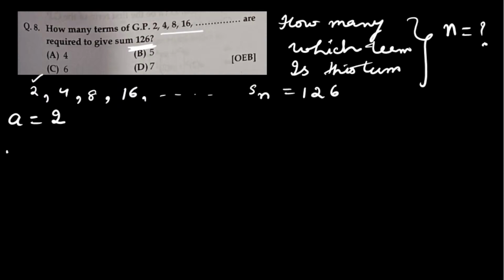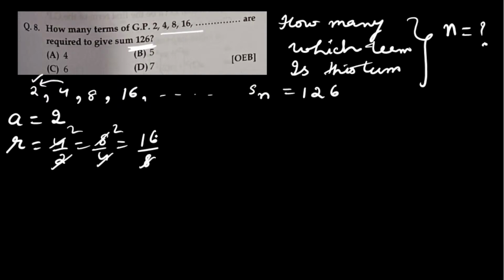Then we can get the value of R also. Any two terms you can divide, but in this order. Like 4 divided by 2, or 8 divided by 4, or you can also do 16 divided by 8. Any way you can do, every time you will get the same answer. So R's value is equals to 2.